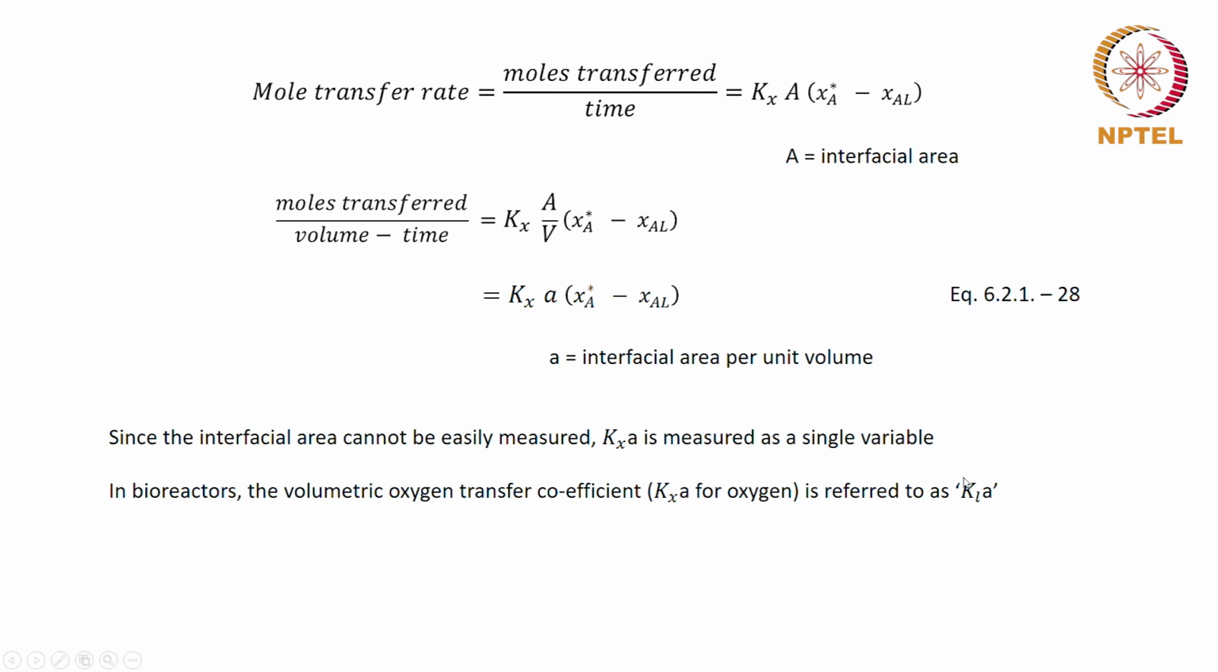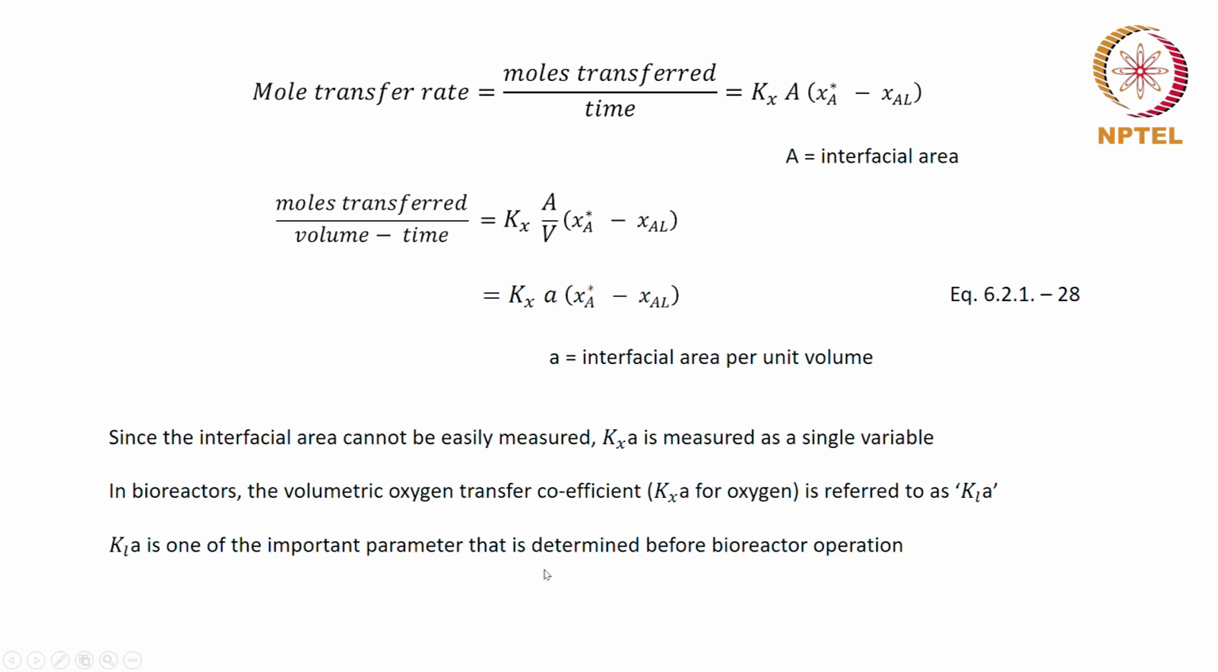And of course, this is also written in terms of concentration difference rather than the mole fraction difference. That doesn't matter because total concentration times the mole fraction is the concentration of A, right? So it doesn't really matter. Of course, the Kxa is going to be different from the KLa in terms of the concentration and the mole fraction, but the form of this remains the same. So in bioreactors, the volumetric oxygen transfer coefficient Kxa is often referred to as KLa.